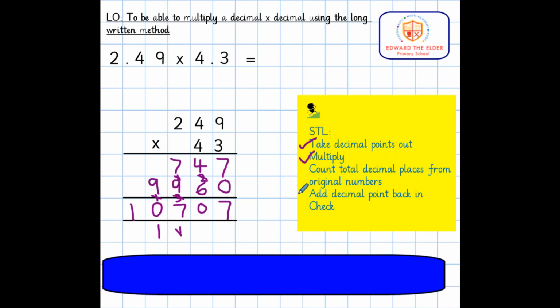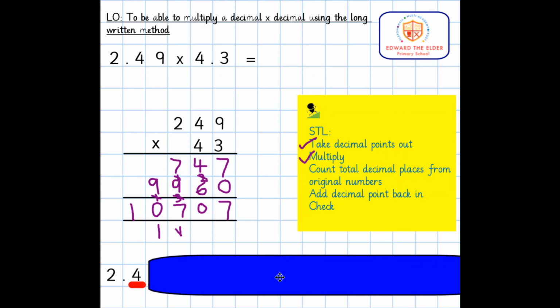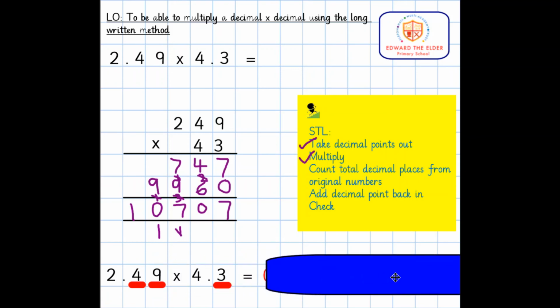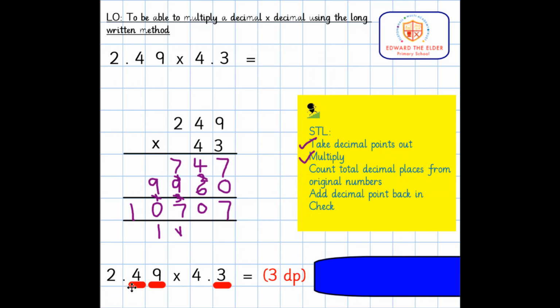So, count total decimal places from original numbers. So to do that, I'm going to reveal here. So here we've got 1, 2, 3 digits after decimal place. Okay, I'm going to repeat that. So in 2.49 multiplied by 4.3, there are 3 digits after the decimal point.